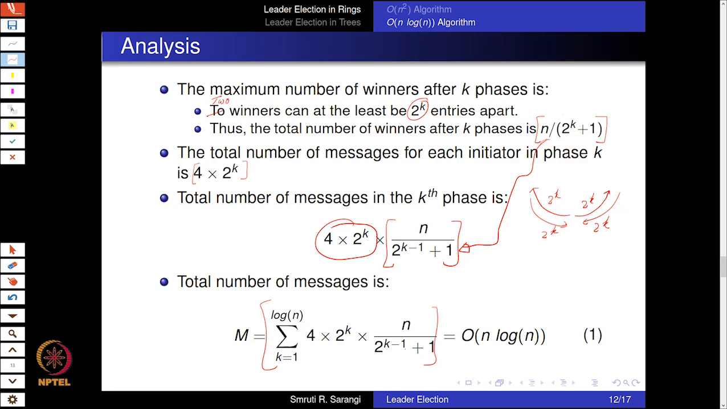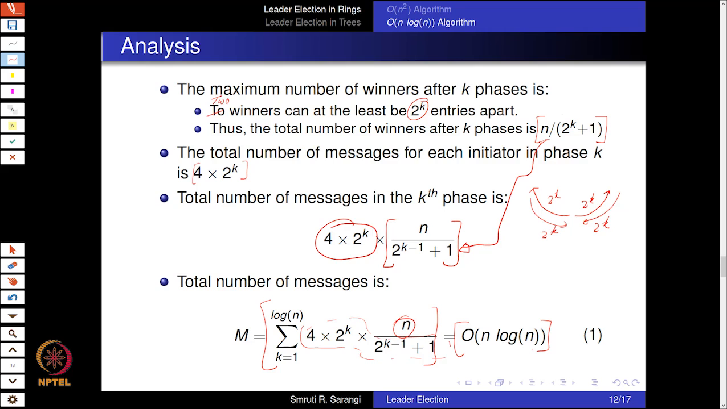Pretty much what this will work out to be is that this part will work out to be a constant, and what you'll be left with is this n. And this is easily shown to be order of n log n. So hence we have order of n log n messages. That is the message complexity of this algorithm, where the difference between order n square and order n log n for a large number of nodes is pretty substantial.